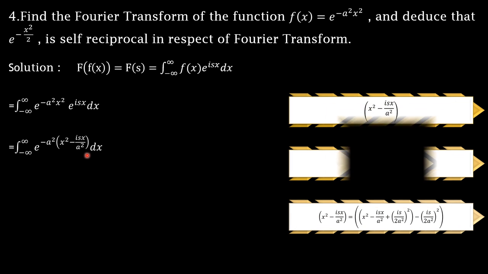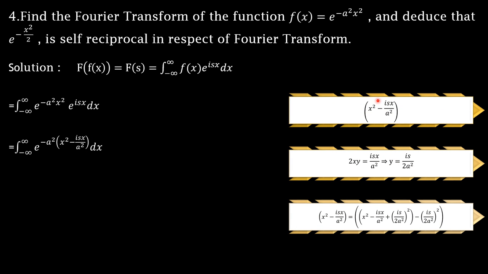Just observe the terms inside the bracket, students. Let me make it a perfect square. It is of the form a square minus 2ab, or x square minus 2xy. So what is your 2xy over here? 2xy is isx by a square, or y is equal to is by 2a square. In order to make this a perfect square, let me add and subtract y square to it.